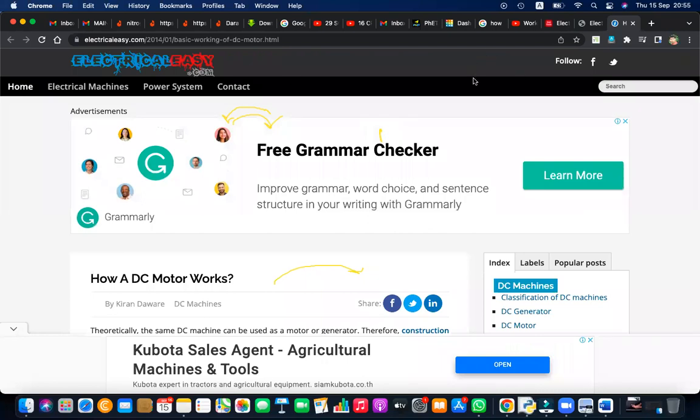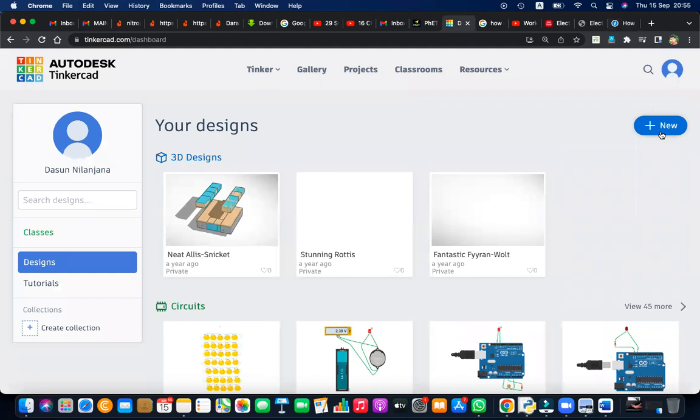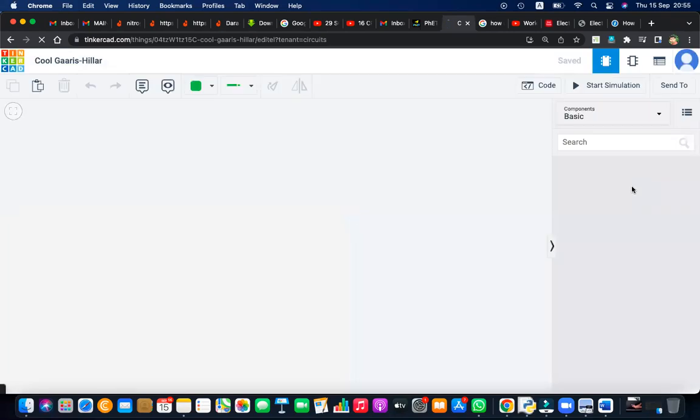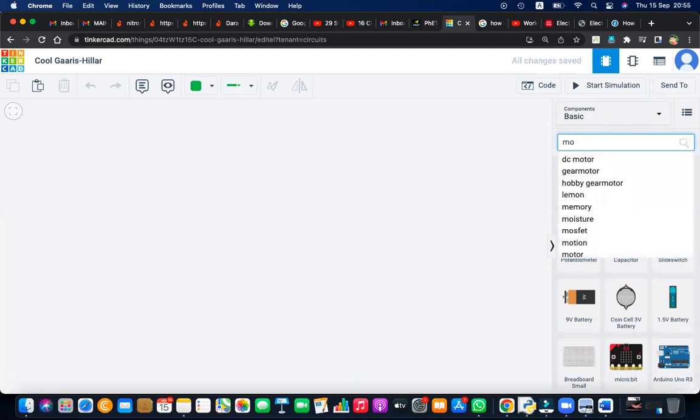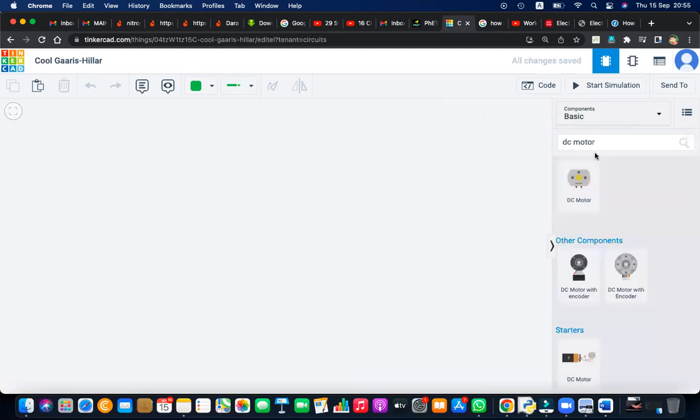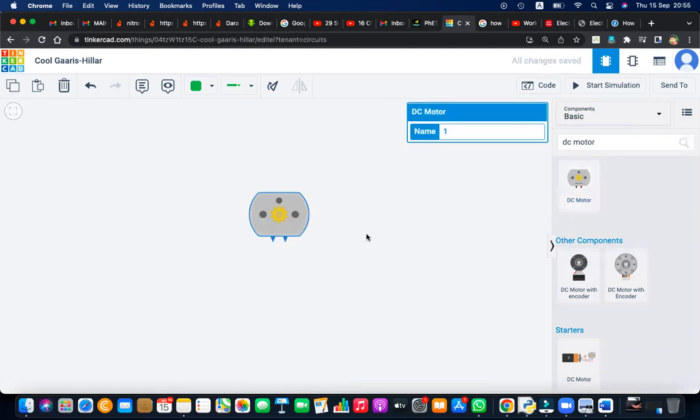Tinkercad. Let's go to the circuits. See the motor. So I need the DC motor. This is a DC motor. Okay, you can see the armature here.